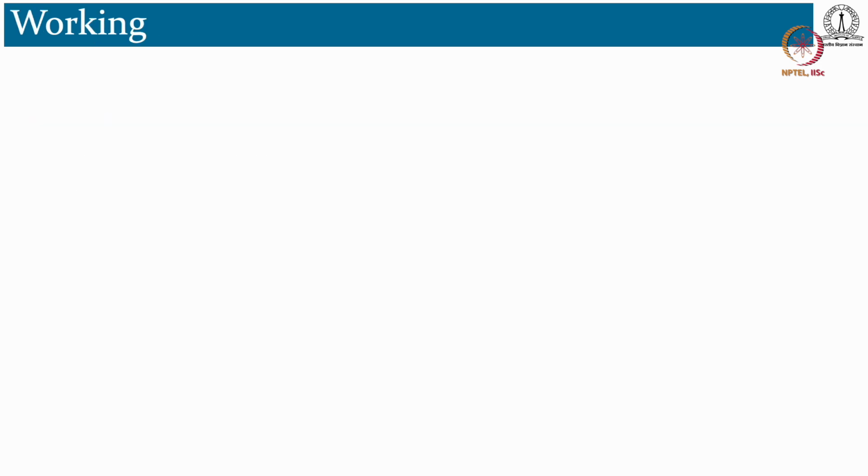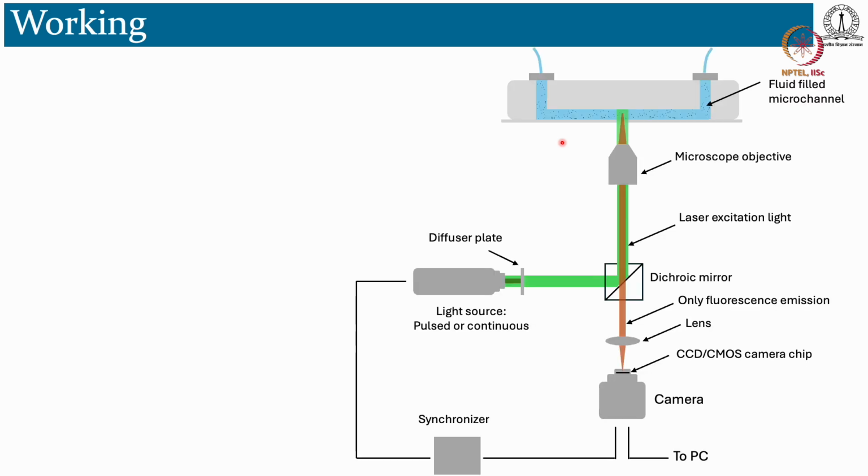Now we will discuss briefly the working of a typical micro PIV. So this is how a typical micro PIV setup looks like. If we start from this light source, you can see this light source can be pulsed or continuous as needed. You can see a laser passing through a diffuser plate, and this diffused laser light falls on this mirror, and this light reflects at this angle through this microscope objective, which you can modify as needed, and it goes to the micro channel.